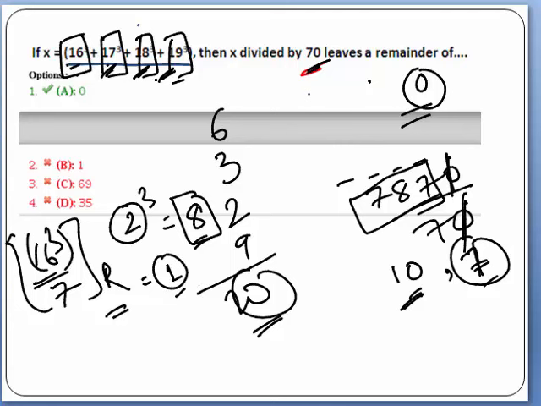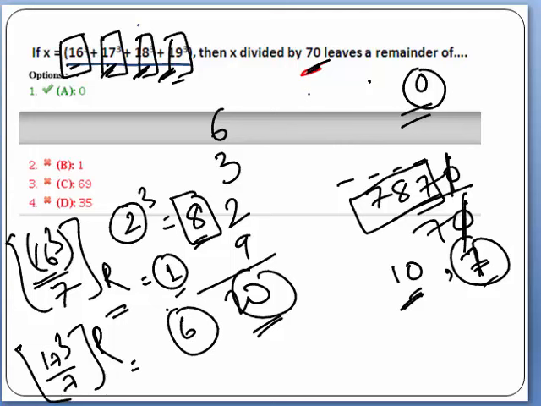Coming back to 17 cube: 17 cube by 7, what is the remainder? Again, 17 by 7, you can easily say that the remainder is 3. 3 into 3 into 3 is 27, divided by 7, the remainder becomes 6. So 1 plus 6, that is 7, gets completely divided by 7. So you can say that for these two numbers the sum is divisible by 7 itself.